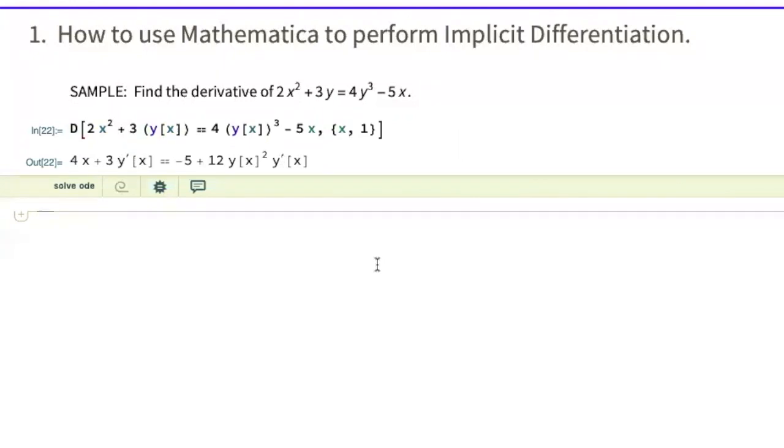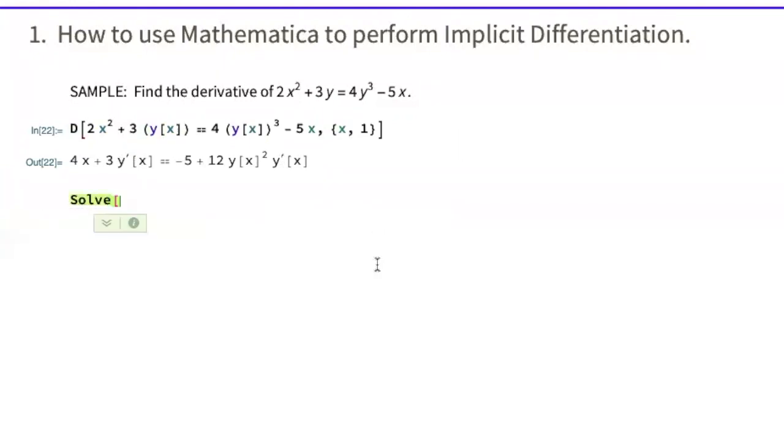So to do that, I'm going to use the Solve command, and I'm going to put a percent in the first spot. What a percent does is tells Mathematica, please use my last output. So I don't have to retype it all, I don't have to copy and paste, I can just put the percent there. And after that, I'm going to put what I want to solve for, which is y prime of x.